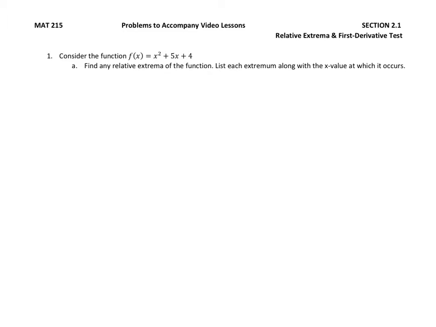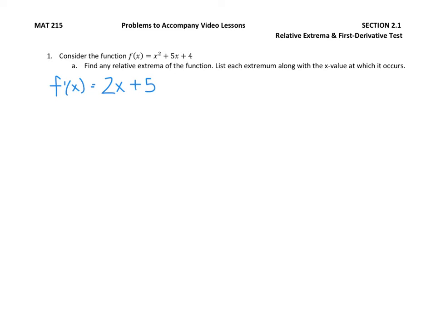If a function has any relative extrema, they're going to occur at critical values. In order to find critical values, we need to look at the first derivative. So let's determine f prime. F prime of this function is going to be 2x plus 5. Now to find the critical values, we need to determine x values for which f prime does not exist or where f prime equals 0.